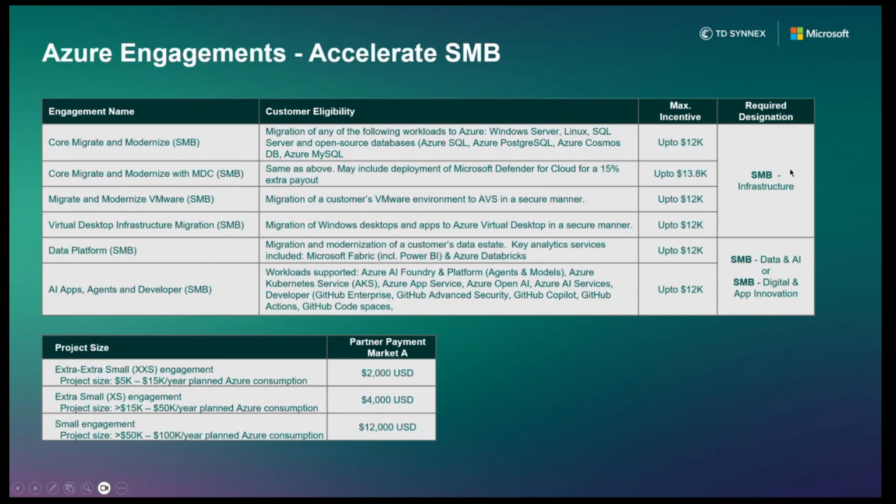So if you have an SMB designation, an Azure Infrastructure SMB designation, you will be eligible for these 4 engagements: Core Migrate and Modernize, Core Migrate and Modernize with MDC, which is Microsoft Defender for Cloud, Migrate and Modernize VMware, and Virtual Desktop Infrastructure Migration. All of these activities can pay up to $12,000 for migration work that you're already doing. And so this is easy money.